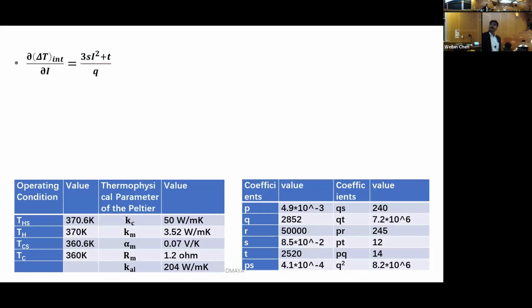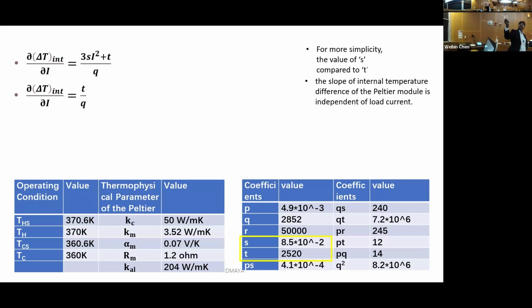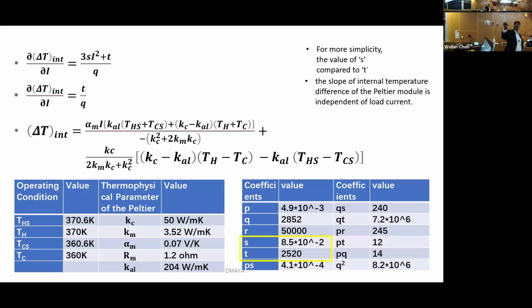Therefore, I further compared S and T. If you see the terms S and T, you can easily neglect the term S with T. If you see this term, this is the slope of the Peltier module, which is independent of the load current. Here is not a multiplication of the current. And we are getting an internal temperature difference as a linear function of the load current, which I can easily plot and analyze.